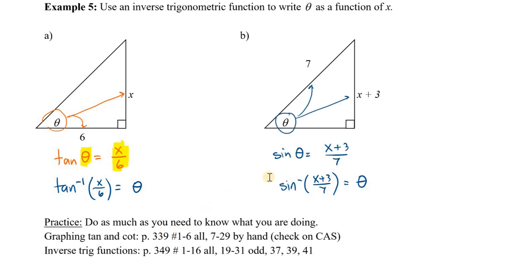Here we can see that we needed to use the sine function because we have the opposite and the hypotenuse. So we set up our sine function with the opposite over hypotenuse, then use the inverse sine function to solve for theta, or isolate theta, and that's what you get. So that's your inverse sine symbol. Okay.